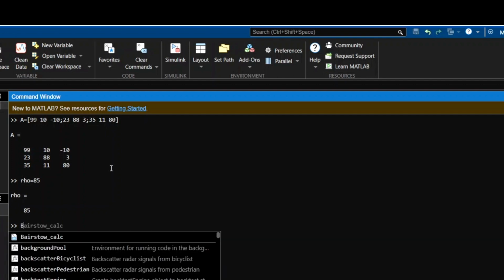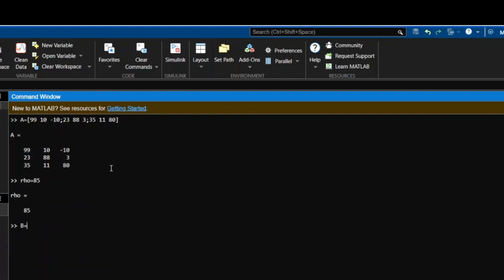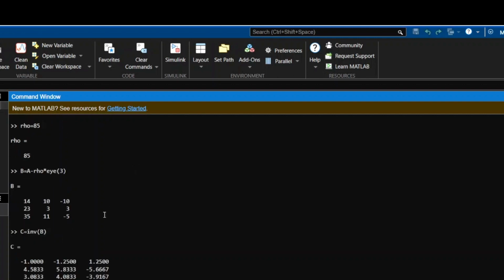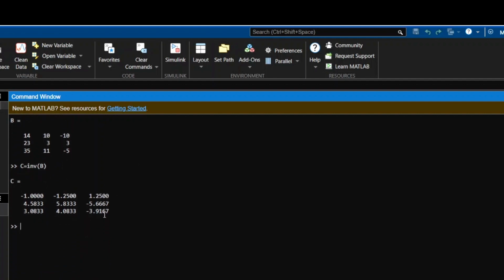Now my B matrix, which is the matrix A with shift, will be A minus rho into the identity matrix, right? So my B will be A minus rho I. That is coming out to be this. Now I will take the inverse of this matrix. So this will be my inverse. Now for this C matrix, I will perform the power method and wait till the solution converges.